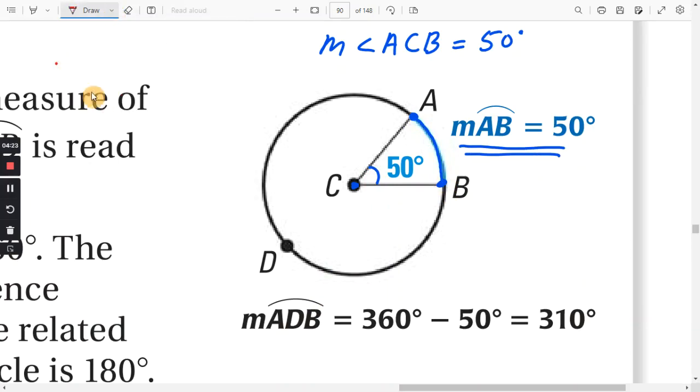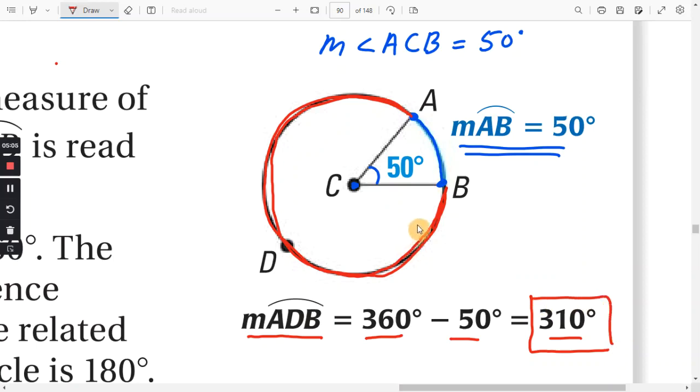Now, if you go in the other direction, measure of arc ADB, so that's going all the way around from A to point D to point B. Okay, notice we almost went all the way around the circle, but we did not include this part here in blue. So all the way around the circle would be 360, and then you just subtract this part here in blue, which was 50, and you get 310. All right, so the measure of this arc here in red is 310 degrees. So you just subtract the minor arc from the whole circle, which is 360. And that's how you get the measure of arc ADB. This is major, this is minor.